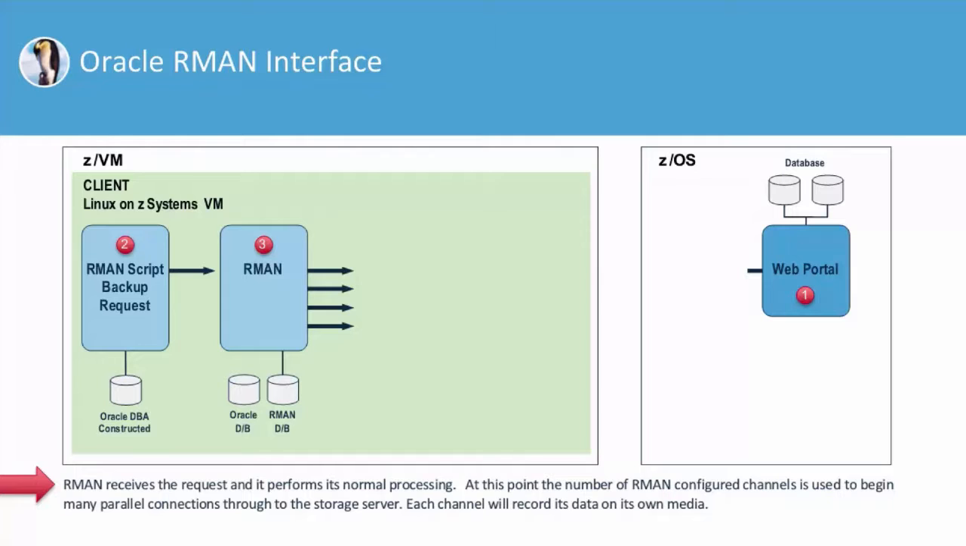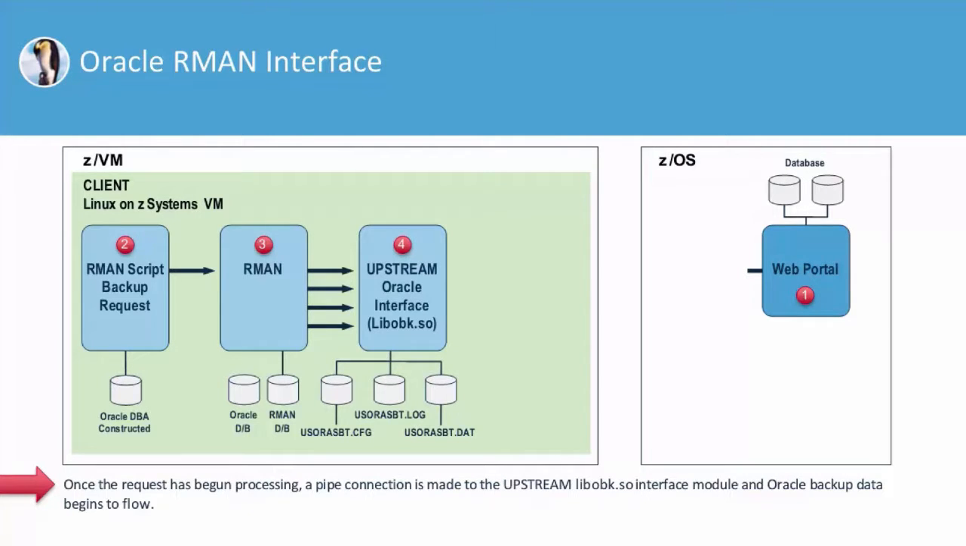At this point, the number of RMAN configured channels is used to begin as many parallel connections through to the storage server as are configured. Each channel will record its data on its own media. So if you make a 4-channel backup, as in our example, you will end up with 4 output tape or disk files on the mainframe. So now we're at step 4.